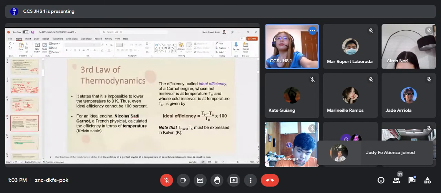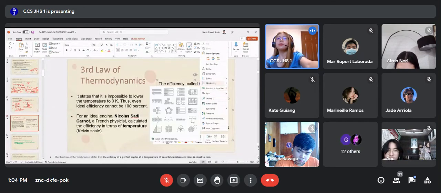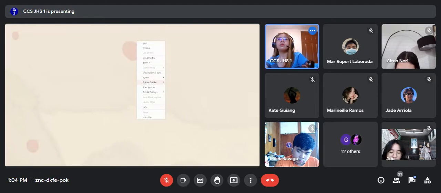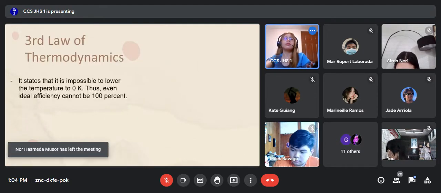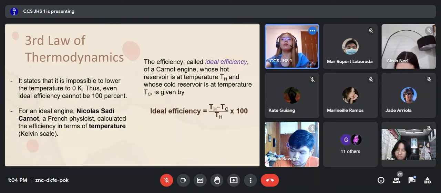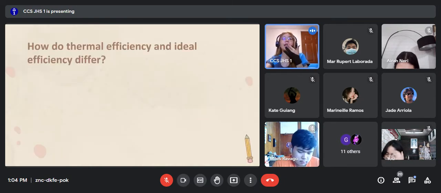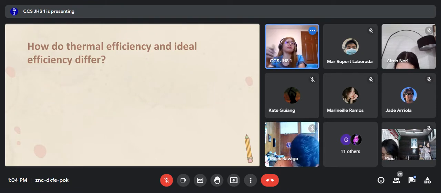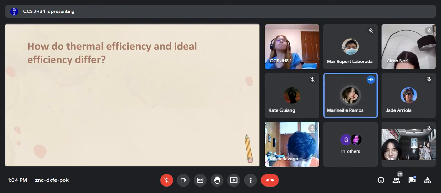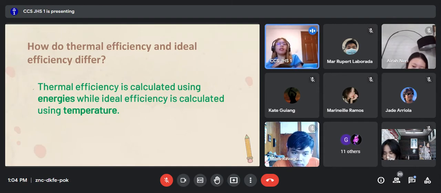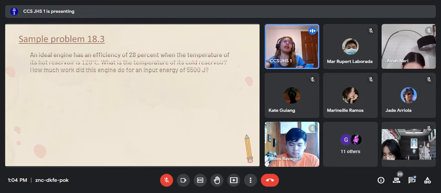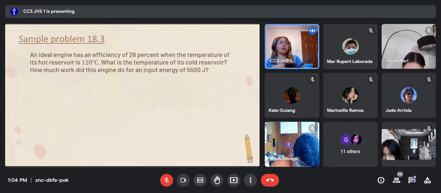So, let's try this problem. How do thermal efficiency and ideal efficiency differ? Thermal efficiency is calculated using energies, while ideal efficiency is calculated using temperature. Okay, very good. That is their difference. So let us try the ideal efficiency sample problems.